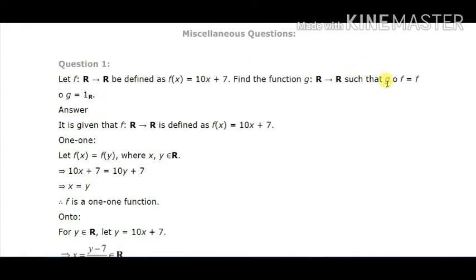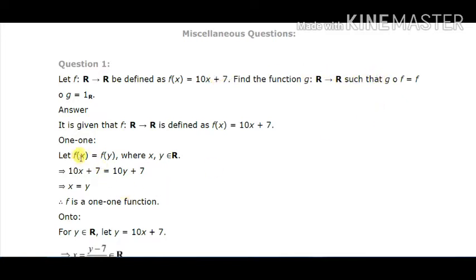Now g is satisfying this condition, and this is the condition of inverse. It means we have to find the inverse function of f. Now for the inverse to exist, it is compulsory that the function should be 1-1 and onto. So let us first check whether this function is 1-1 onto or not. Only then we can find the inverse.